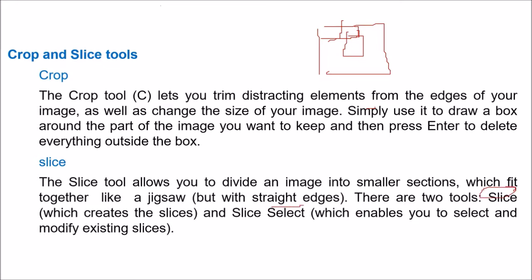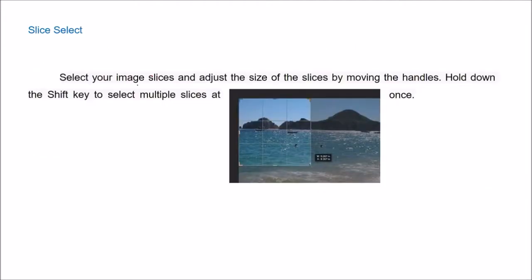And there are two tools. First is the slice, which creates these slices, and then we have slice select, which enables you to select and modify the existing slices. So with slice select, you can select your image slice and adjust the size of the slice by moving the handles. These are the handles. Just hold down the shift key to select multiple slices.